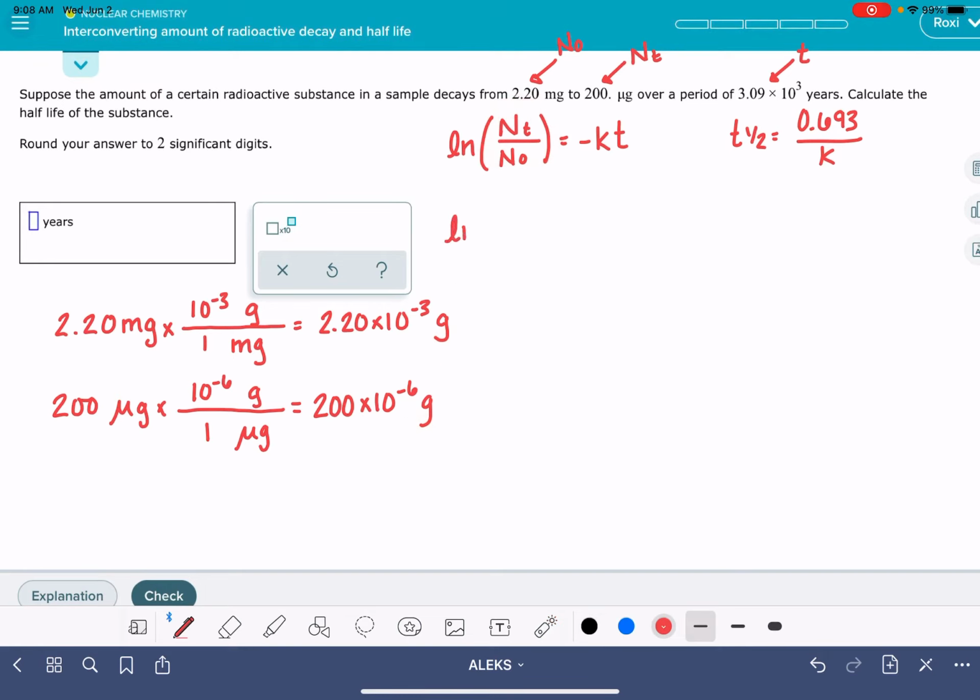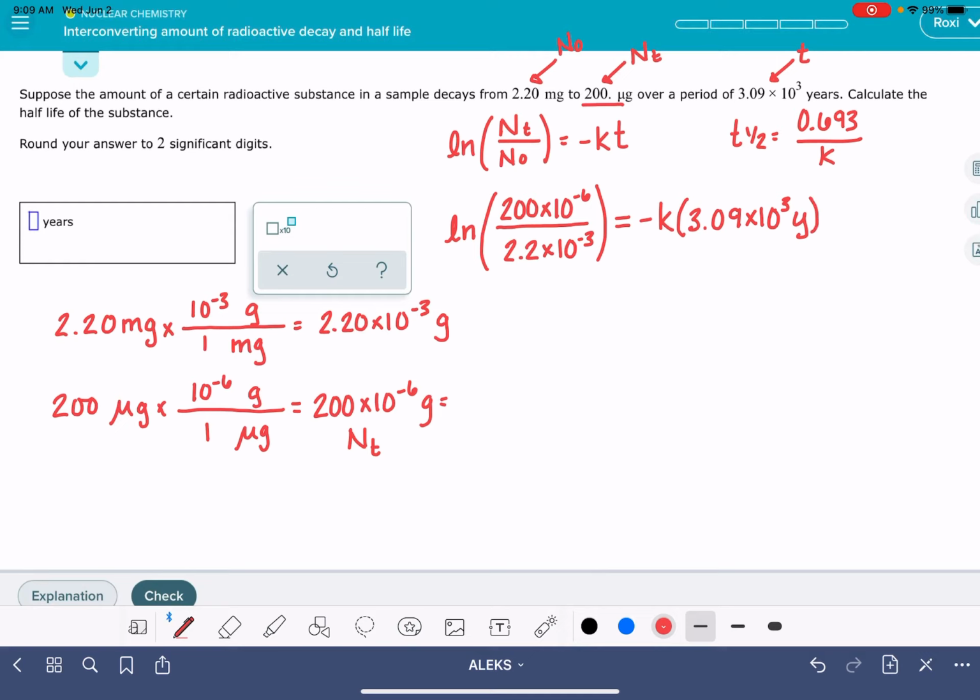So let's plug in what we have into our natural log equation. Our n at time t was the 200 micrograms. So that's this one right here. This is our n at time t. 200 times 10 to the negative 6 grams. And then our initial amount was 2.2 times 10 to the minus 3. We can leave the units off of this because the units are just going to end up canceling each other out. Negative k, so k is the variable that we're trying to solve for in this problem. We don't know what k is, so I'm just going to leave that as k. And then our time is 3.09 times 10 to the third years.